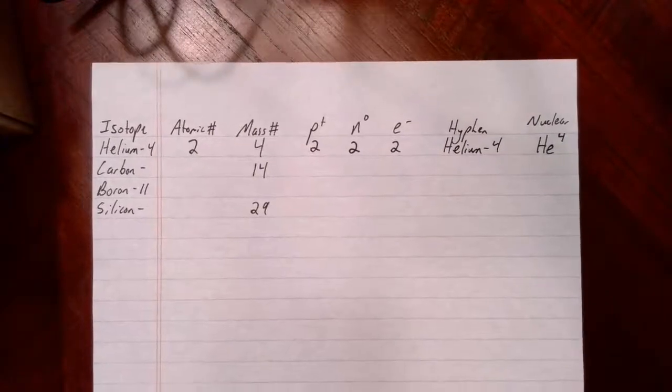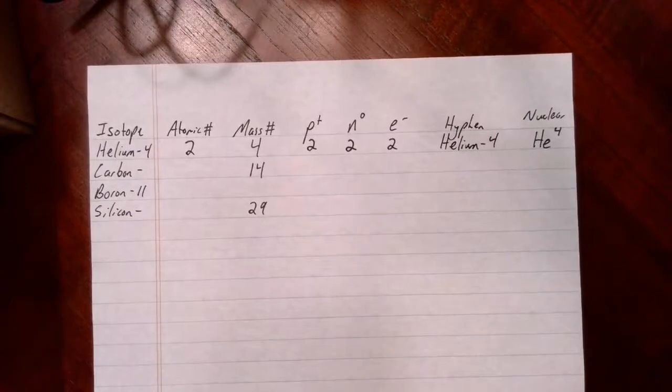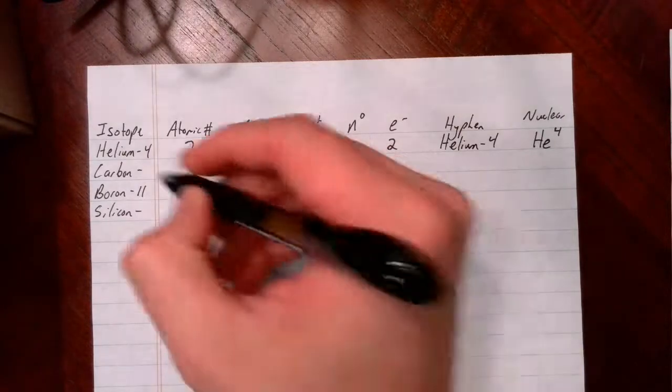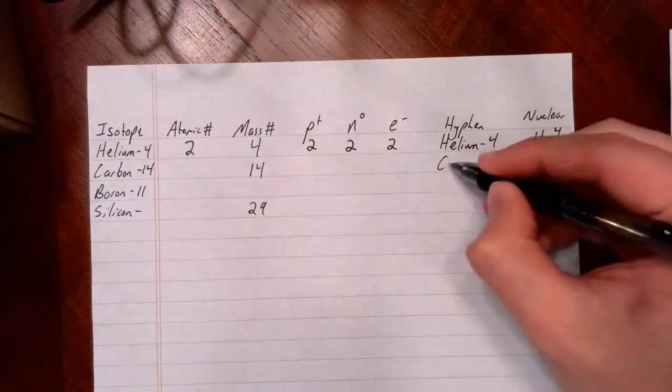So next we have carbon. Okay, so let's go ahead and look at what we have. Treat it kind of like a little game. It doesn't matter what order you go in, you just have to fill everything out, get all the information filled in. Okay, so for carbon here, let's look at our information. We have the mass number as 14. So I can go ahead and fill this in here. I can write carbon 14.